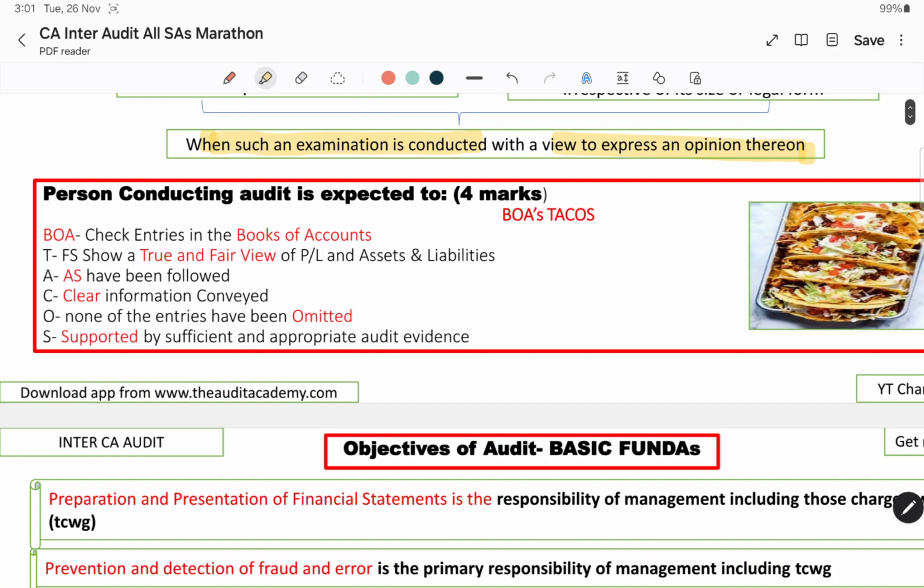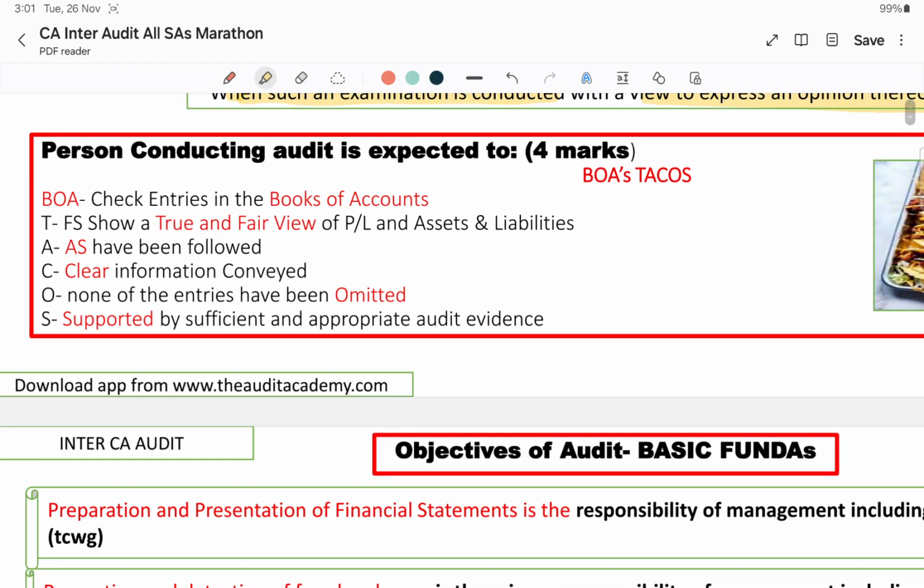Person conducting an audit is expected to, this is going to be asked in a 4 marks question, and if you see your question bank, there are multiple questions asked on this topic as well. So the keyword for this you can remember is bios tacos, or whatever keyword you want to make. But the person conducting audit is expected to check the entries in books of accounts, financial statement show true and fair view of the P&L and assets and liability, accounting standard have been followed, clear information conveyed, none of the entries have been omitted, and supported by sufficient and appropriate audit evidence. All this needs to be taken care of by the person conducting an audit.